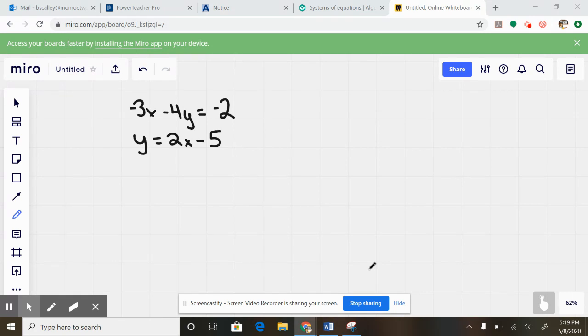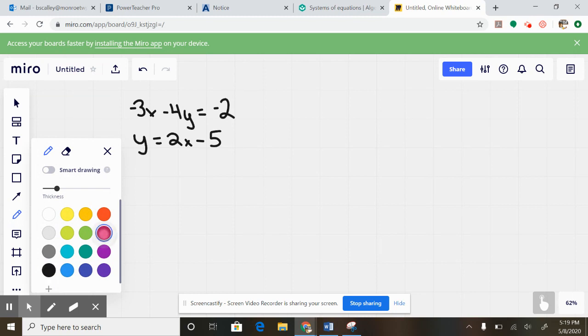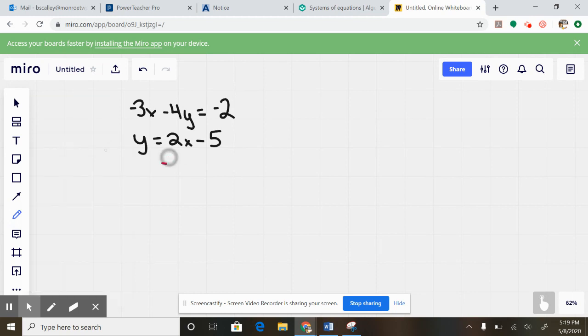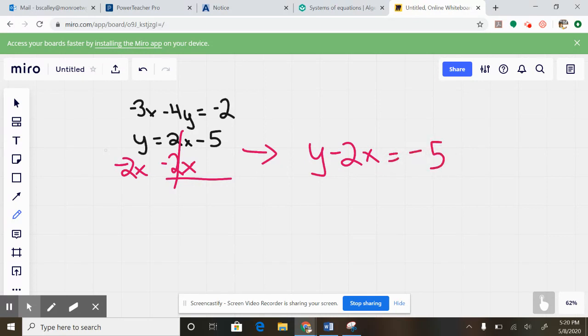So I think what I'd want to do here as my first step is I'm going to take this bottom equation and I'm going to subtract 2x on both sides. So on the right side, it's just going to cancel. On the left side, I have y minus 2x. So this new equation looks like this. Y minus 2x equals negative 5.